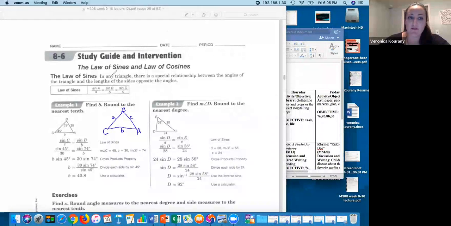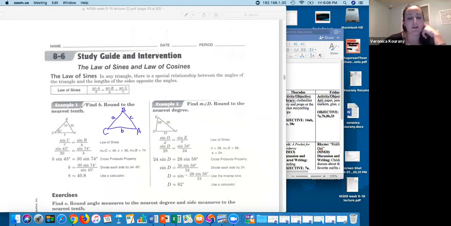So that's where they derive the law of sines from. So sine A over the opposite side, sine B over the opposite side of its angle, and sine C over the opposite side of its angle.